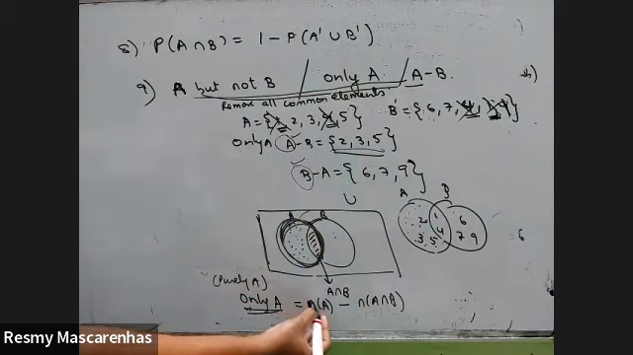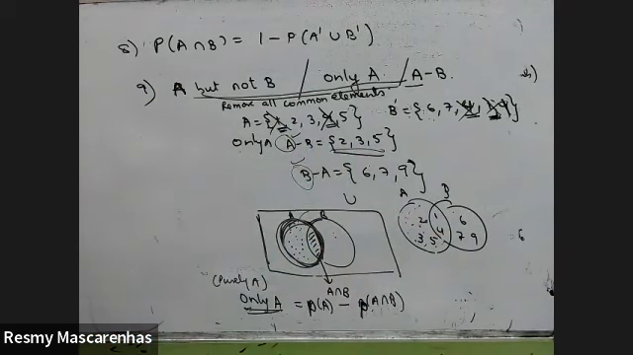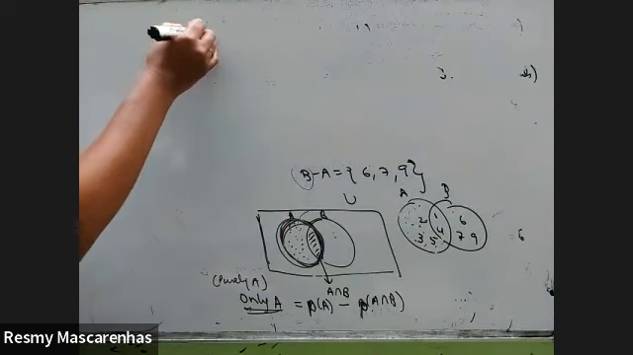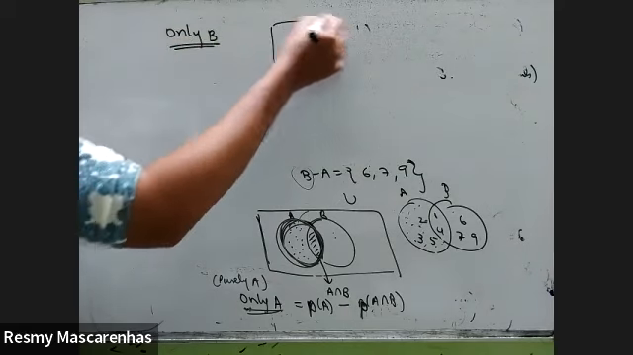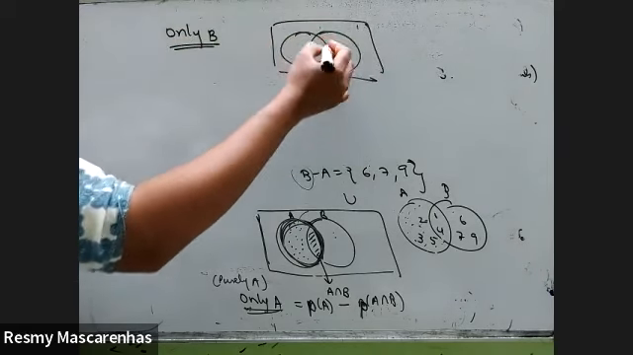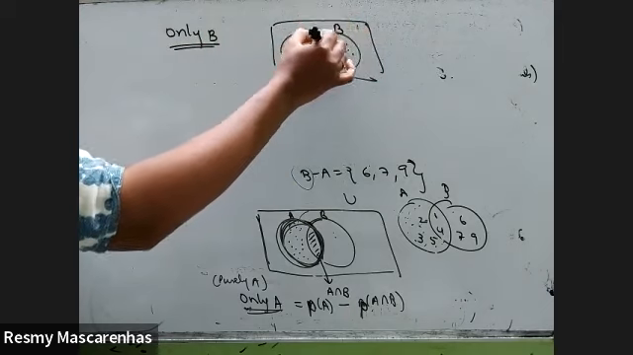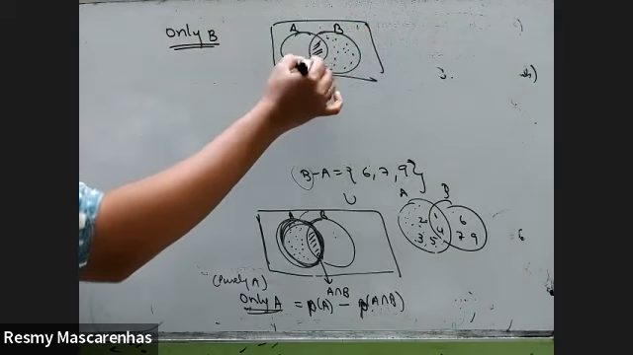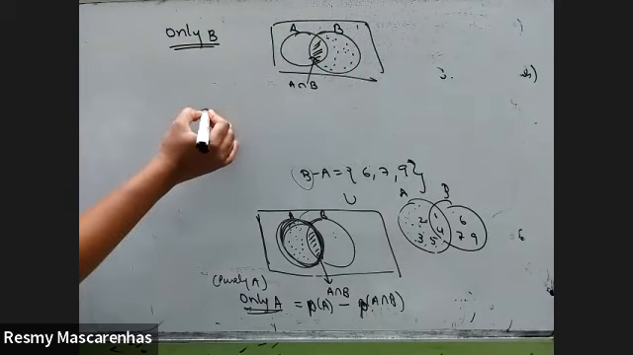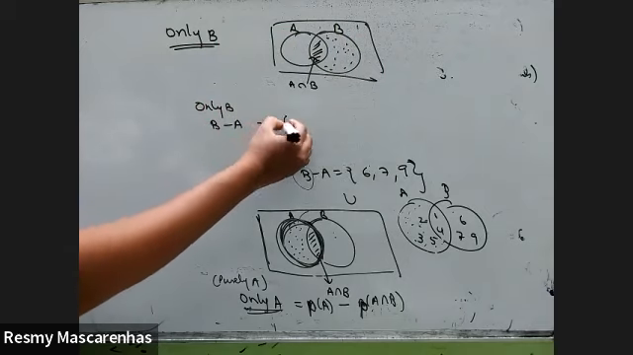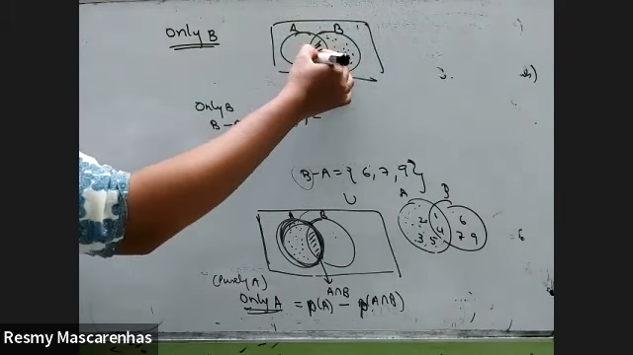Now it will be P, since we are doing probability, so refer to it as P. In the same way, only B, that is B minus A, will equal n of B, this full circle, minus the common intersection.